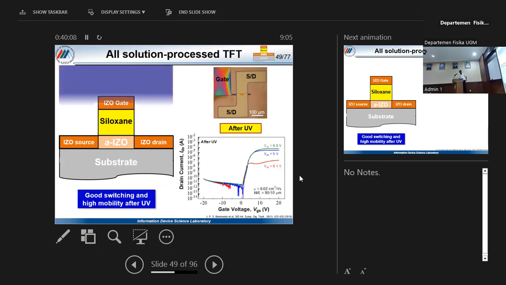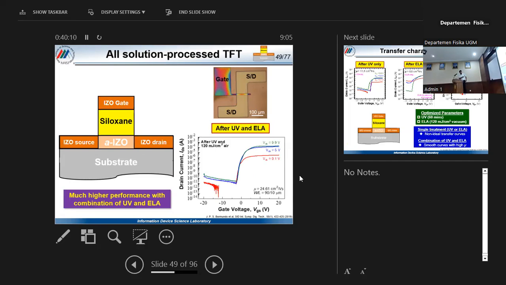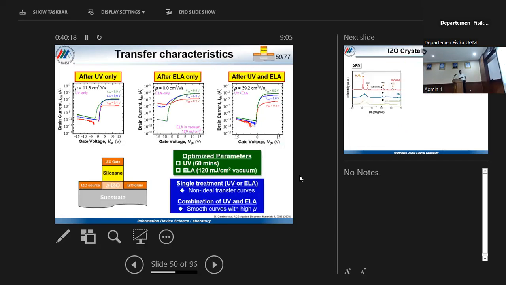If you do ELA after this, or excimer laser annealing, you get mobilities of up to 25 square centimeters per volt second. And we have further improved this process, so we can get mobilities of up to 40 square centimeters per volt second, with a fully solution process TFT. Remember that for the all solution process TFTs before, the mobility is quite low, only 10 square centimeters per volt second.